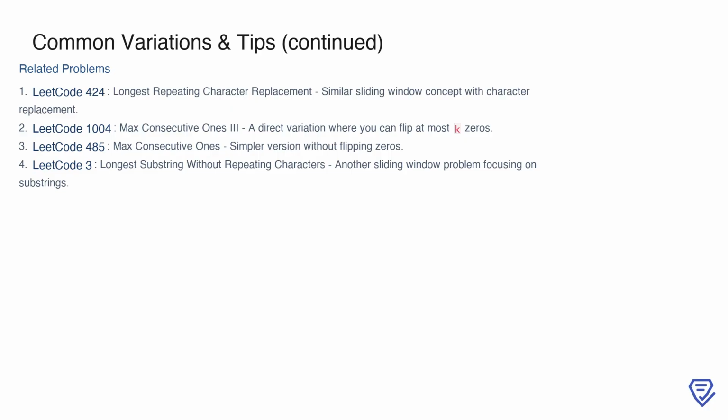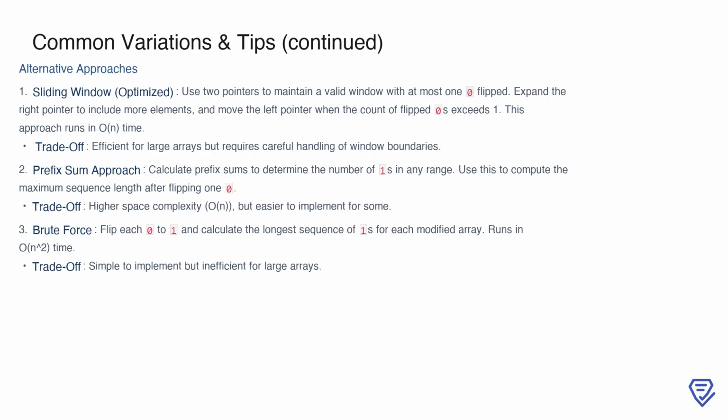LeetCode 485, max consecutive ones, is a simpler version where no zeros are flipped, making it a great starting point for beginners. Lastly, LeetCode 3, longest substring without repeating characters, is another classic sliding window problem that focuses on substrings rather than arrays. Exploring these problems can help you deepen your understanding of the sliding window technique and recognize its applications in various scenarios.